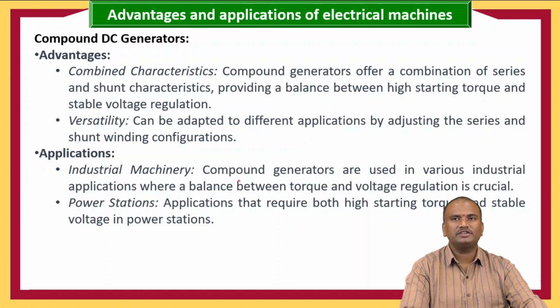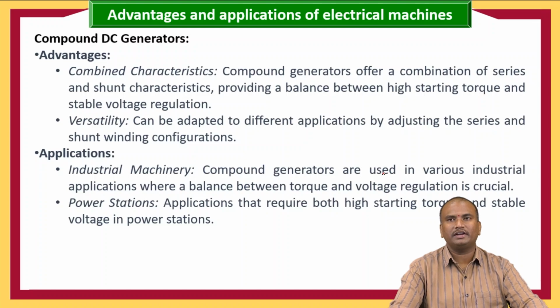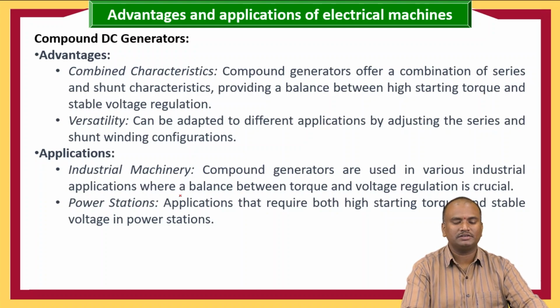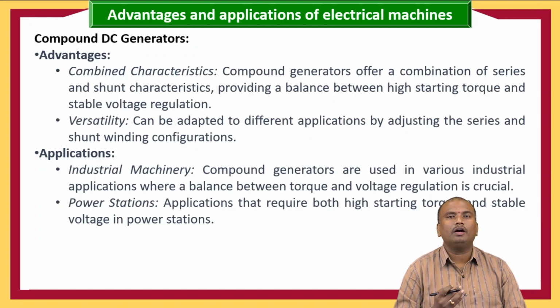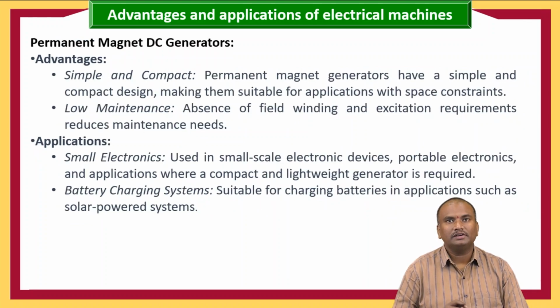Applications: industrial machinery. Compound generators are used in various industrial applications where a balance between torque and voltage regulation is crucial. Here the power stations, applications that require both high starting torque and stable voltage, in power stations we are going to use these compound generators.